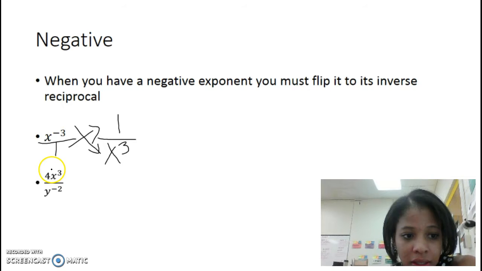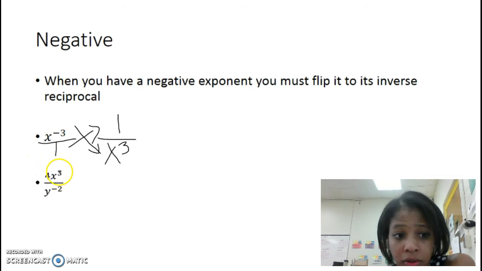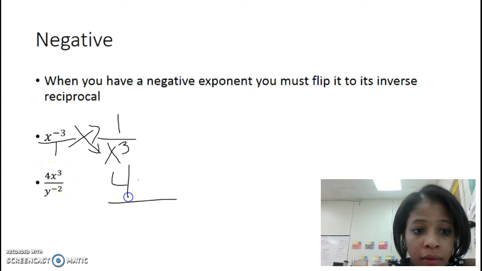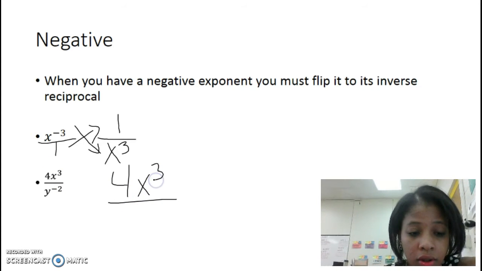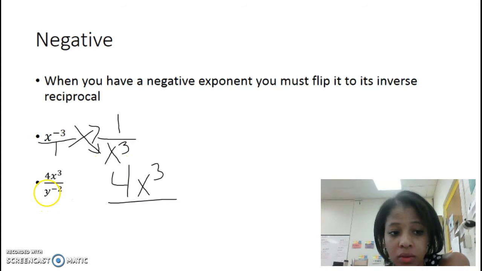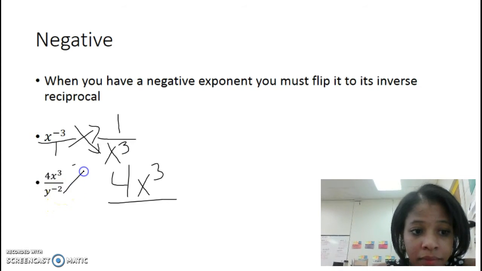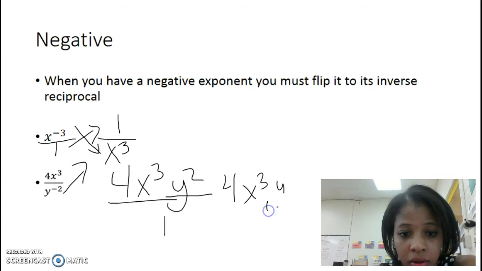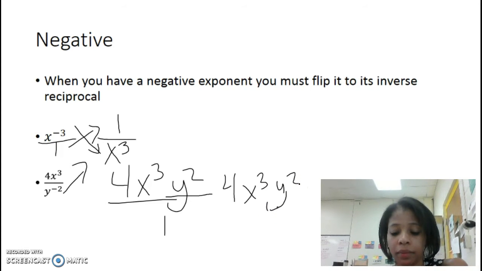If we look at the second example, all of this is positive, so it's not going to flip anywhere. This stays on top of my fraction: 4x to the third power. But this y to the negative 2 needs to change. If it's on the bottom, it needs to come to the top. So I'll add that up top, and now my exponent is positive. Now everything is over 1, so you really don't need a fraction anymore, and your answer would just be in one line. Okay, we're almost there.